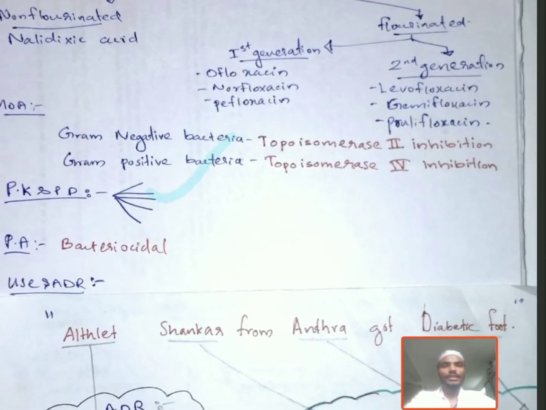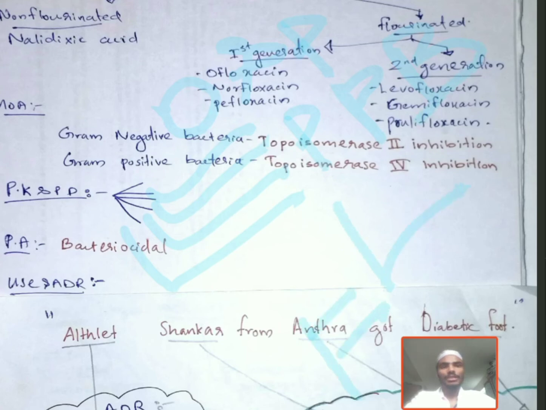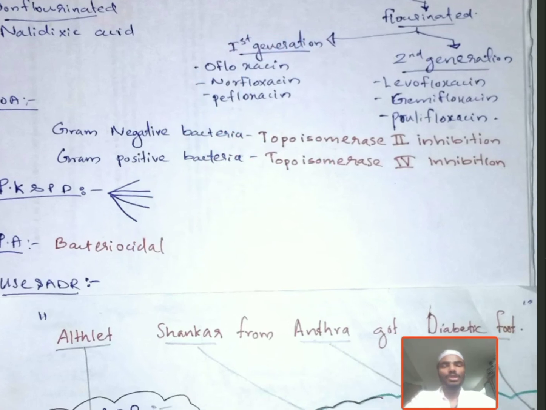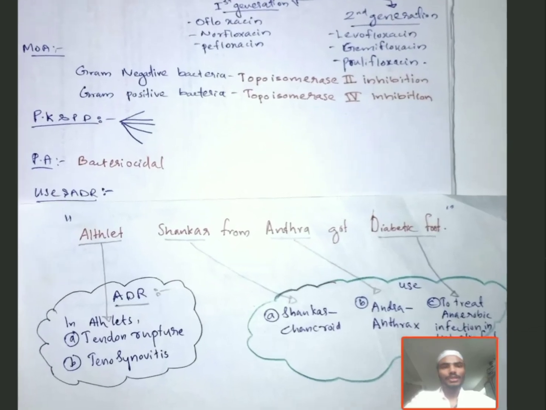Then pharmacokinetics and pharmacodynamics. Our regular 4 points are there: administered orally and sometimes parenterally, absorbed after plasma protein binding, metabolized in the liver, excreted in urine and a small quantity through feces. These are the 4 common points we write under pharmacokinetics and pharmacodynamics. Moving on to use and adverse drug reaction.